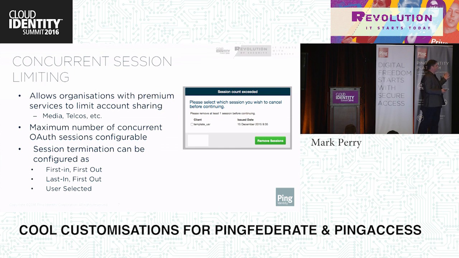It could be as simple as the first session lives on, and anyone who tries to come in after the number of maximum sessions has been breached will not be able to get a session at all. It could be the other way around, in that the last session to come in becomes the current session that's available to be used, and any older sessions will automatically be terminated. Or, as you see on the screen here, it could be user selected. The user will see a list of their concurrent sessions, and they'll be able to select which ones they want to terminate. That gives the administrator a lot of flexibility in how they want the user experience to happen in this case.